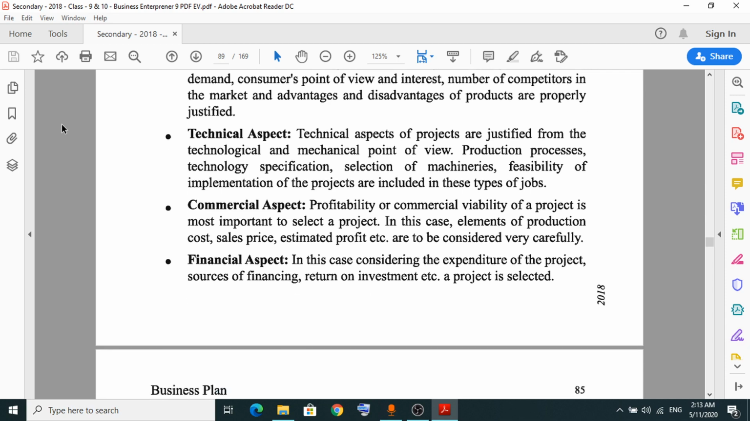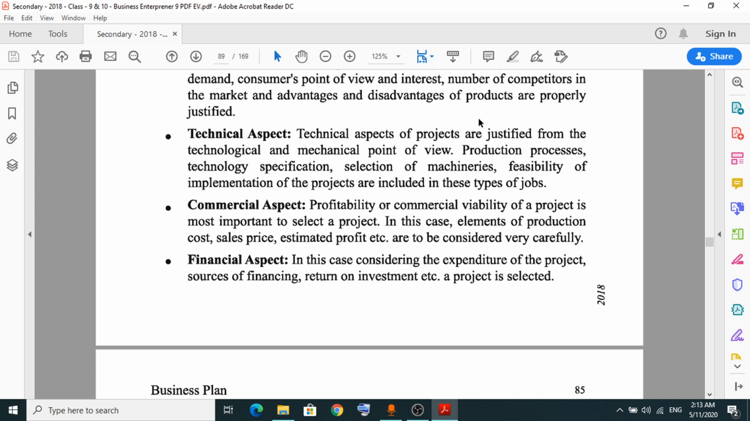Technical aspect means where you want to start the business, or what is your venue of the business, you have to think about the technical aspect of that area. Suppose you want to start a business on a fast food shop. The technical aspects are not very easy going on this area or on that area. So this is the point that you have to think about.